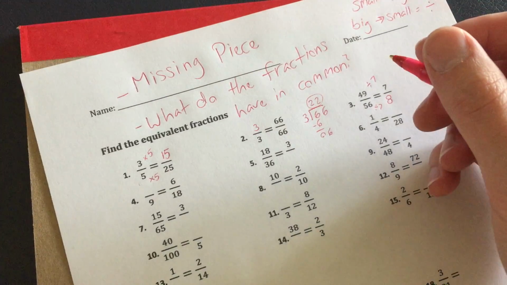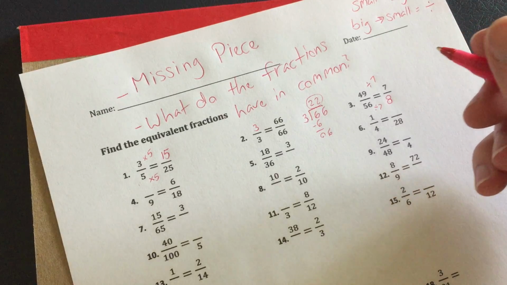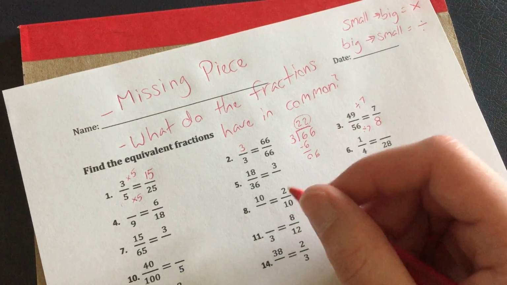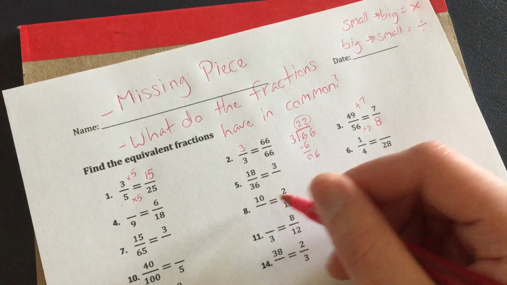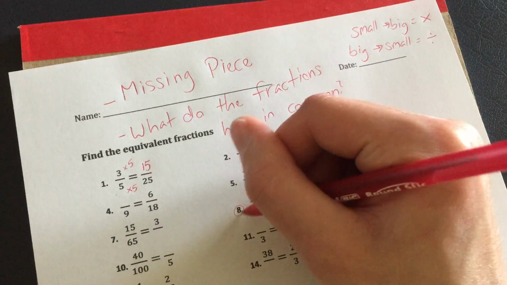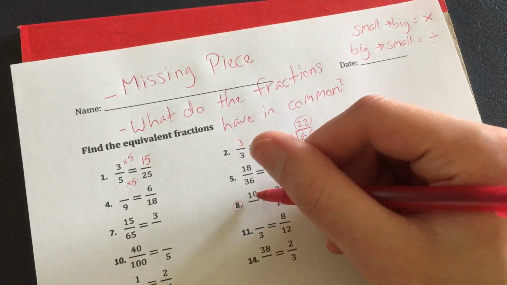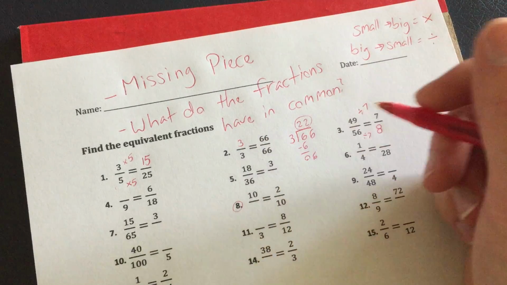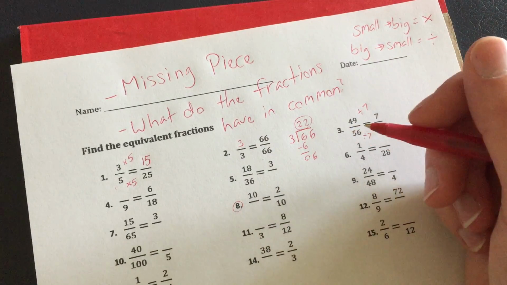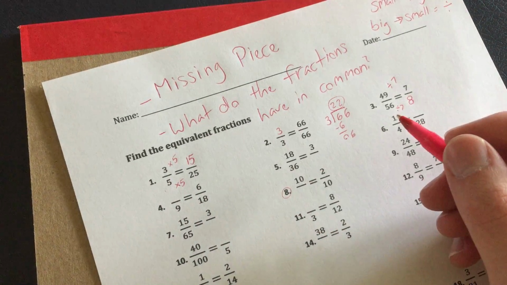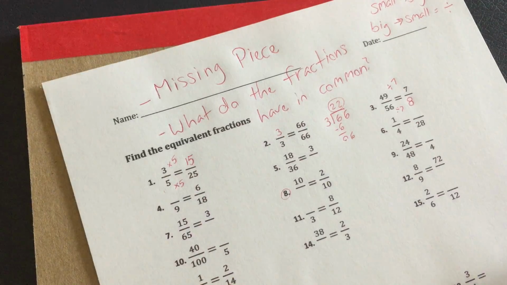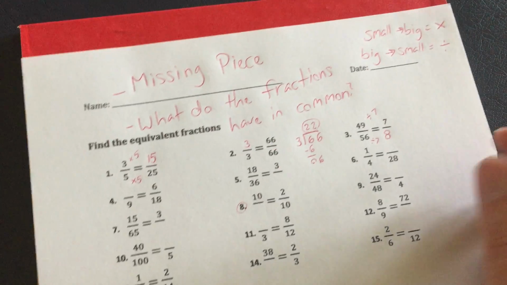All right. Let's skip down to this one right here. Number 8. 10 over something equals 2 over 10. Well, it's just flip-flopped from number 1 up here. We know the small, but it's just on the other side this time. Nothing to worry too much about.